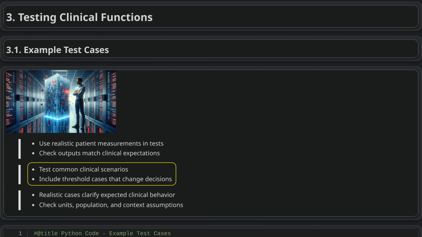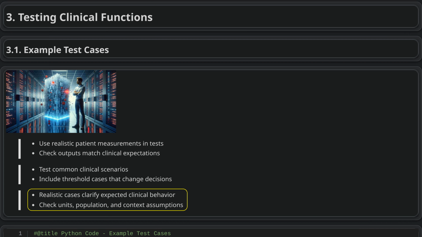Test cases should cover both common clinical scenarios and values near important decision thresholds. Typical cases show that a function handles routine calculations, while boundary cases reveal whether it responds correctly when interpretations or doses may change. Relying only on average values can create false confidence, so testing near key clinical cutoffs makes results more reliable and relevant.